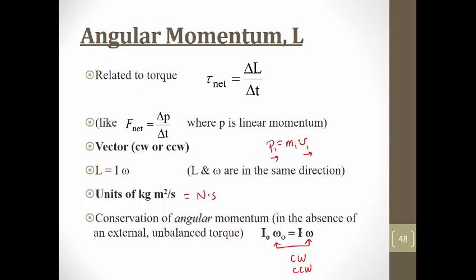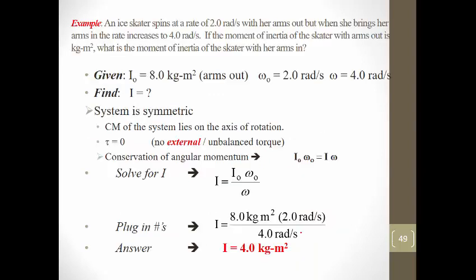Moment of inertia is more like mass. And so if we have maybe a skater who has their arms outstretched, they have a larger moment of inertia. They bring their arms in, their moment of inertia decreases, and then they spin faster. And here we can look at that same idea by putting some numbers to it.